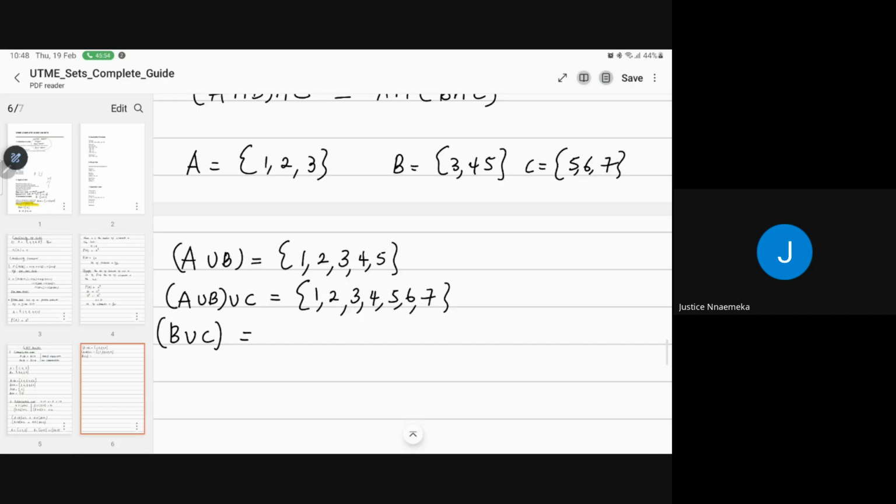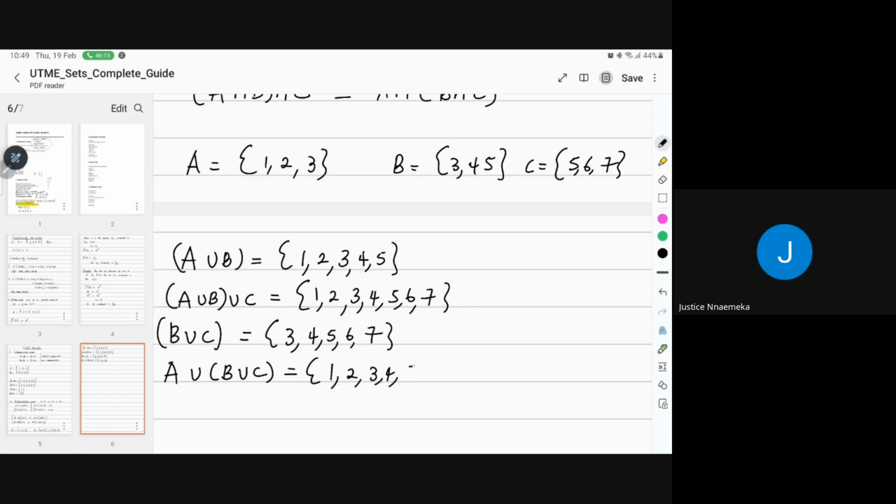B union C. Are you still with me? B union C will be what? 3, 4, 5, 6, and 7. So A union B union C will now be equal to what? You will see I'm going to have 1, 2, 3, 4, 5, 6, and 7.